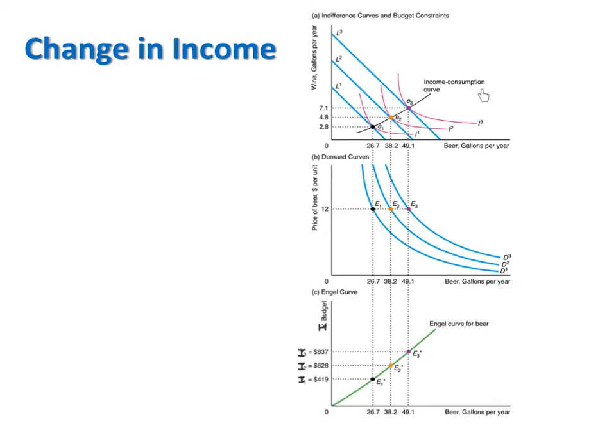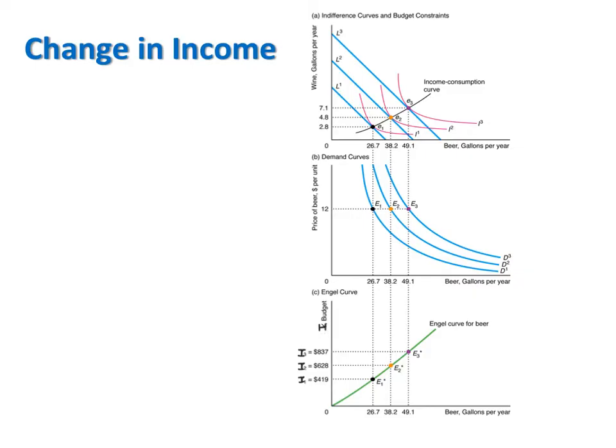Whereas an income consumption curve shows what happens to consumption of both goods as income changes, an Engel curve shows what happens to consumption of only one good. Here we have the Engel curve for beer, though we could have alternatively or additionally shown the Engel curve for wine. An Engel curve plots consumption of one good, the utility maximizing consumption levels, on the x-axis, and income on the y-axis.